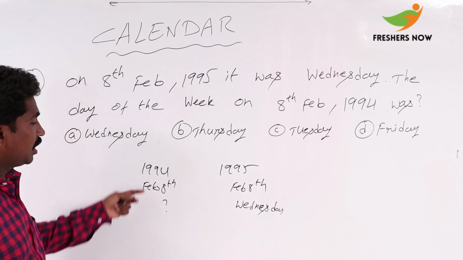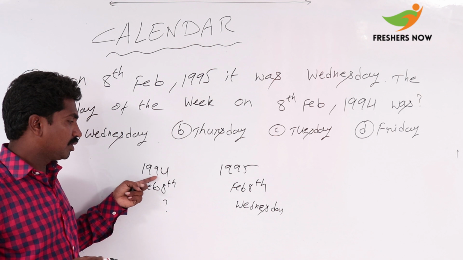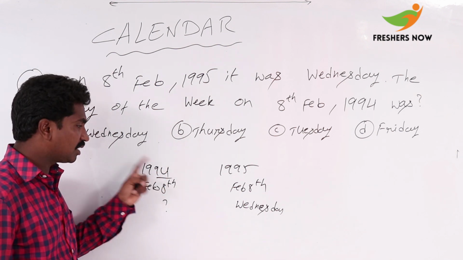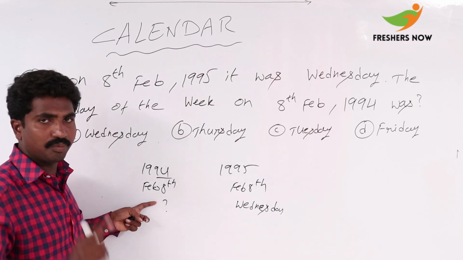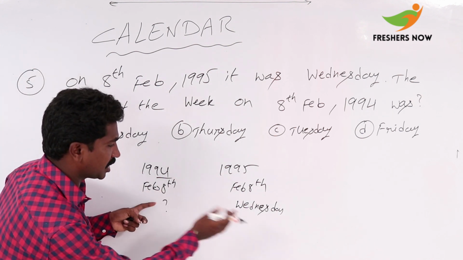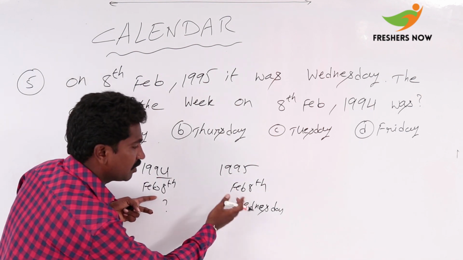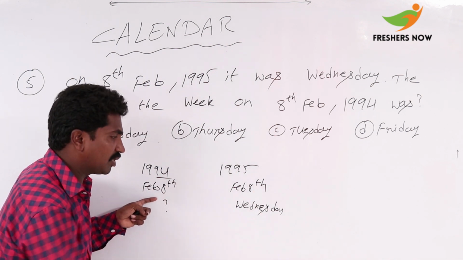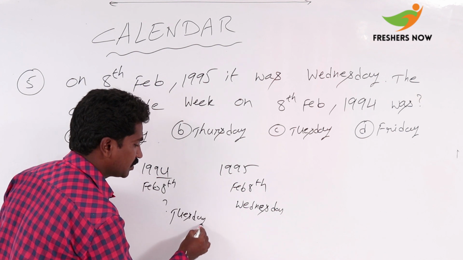Observe here 1994. Is it leap year or non-leap year? 94. 4 2s are 8, remaining 14. 4 doesn't divide 94. So this is non-leap year. For non-leap year, 1 odd day. So 1 day extra. 1 day after Wednesday. So to find before year, here we subtract 1 day. Wednesday before week, Tuesday.